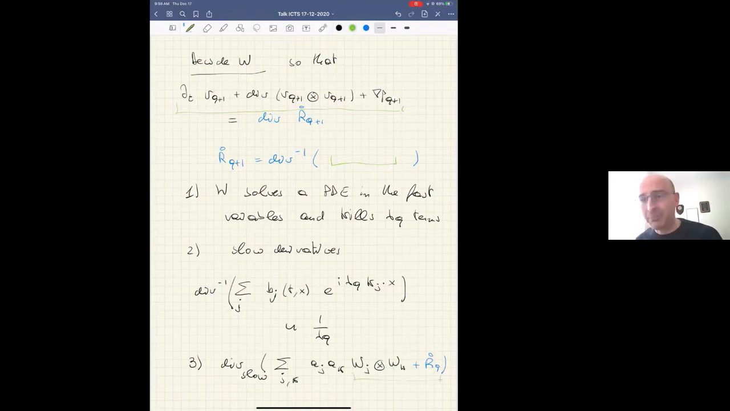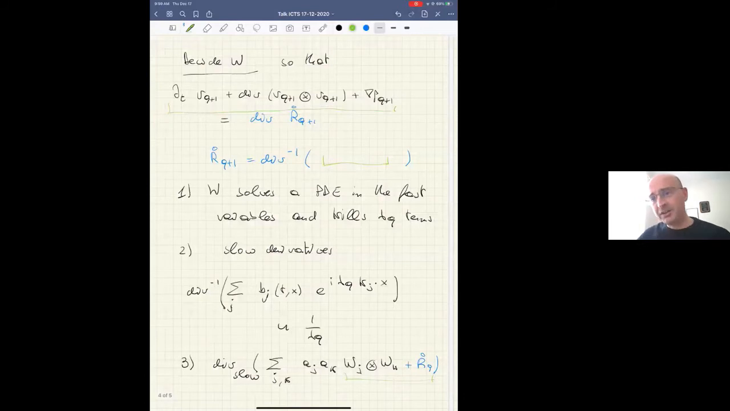your perturbation W has to be the square root of the previous R circle Q. Right? So this guy must have roughly the size of lambda_{q+1} to the power minus 2 over 3. Because it is roughly the square of the next perturbation.